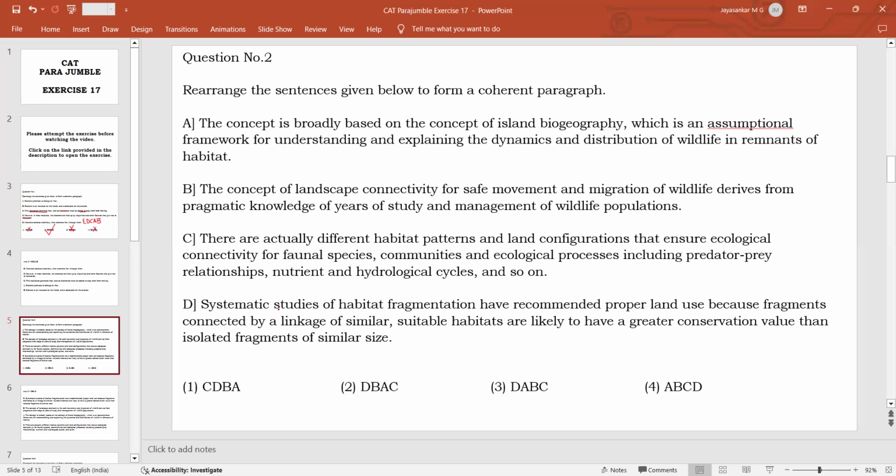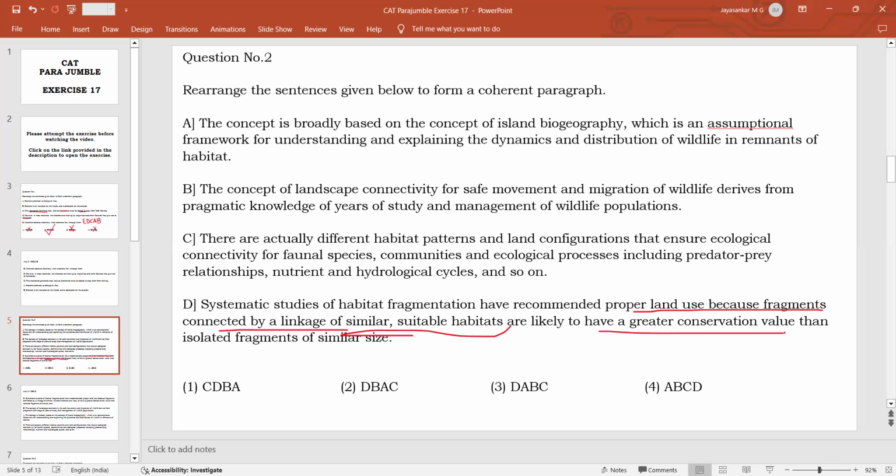From whatever I have discussed, if you have been paying close attention, you can understand that D will be the first sentence, because it talks about the need for connectivity between fragmented habitats. Systematic studies of habitat fragmentation have recommended proper land use, because fragments connected by a linkage means land should be used properly to establish a linkage between the fragmented habitats and similar, suitable habitats.